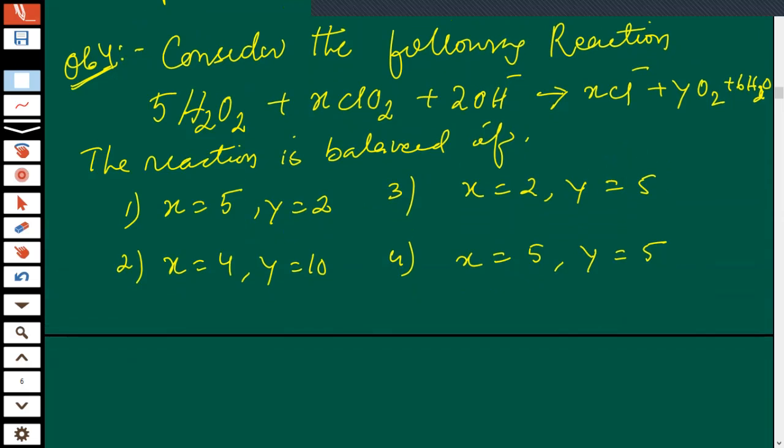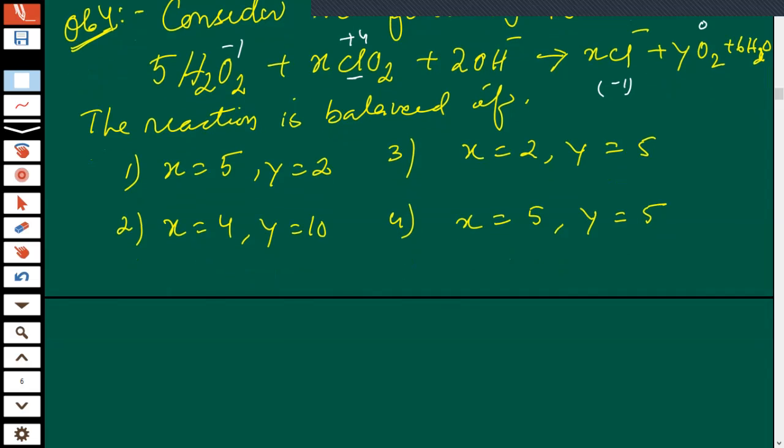So see the oxidation number of each element. In ClO2 it is plus 4, children. Then here it is minus 1. Here it is 0. So see, it is changing. Oxidation number is changing from +4 to -1 and -1 to 0. So these 4 participants are important. So you can divide this equation in 2 parts. See how I am dividing.